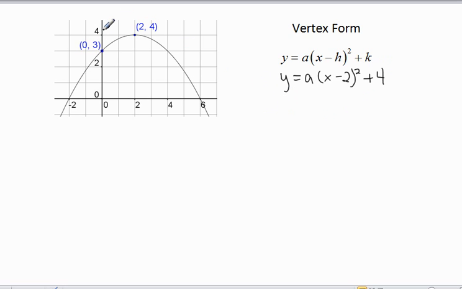Now, I'm going to pretend I don't know what a is. But I've got this other point right here, 0, 3. Now this could be any other point. It could have been over here, it could have been 4, 3, and this would have worked just as well. Or I could have used, down here, 6, 0. It doesn't matter. But I'm going to use 0, 3, which is the y-intercept. The y value is 3, so I put that into the equation. X value is 0, I'm going to put that in too.